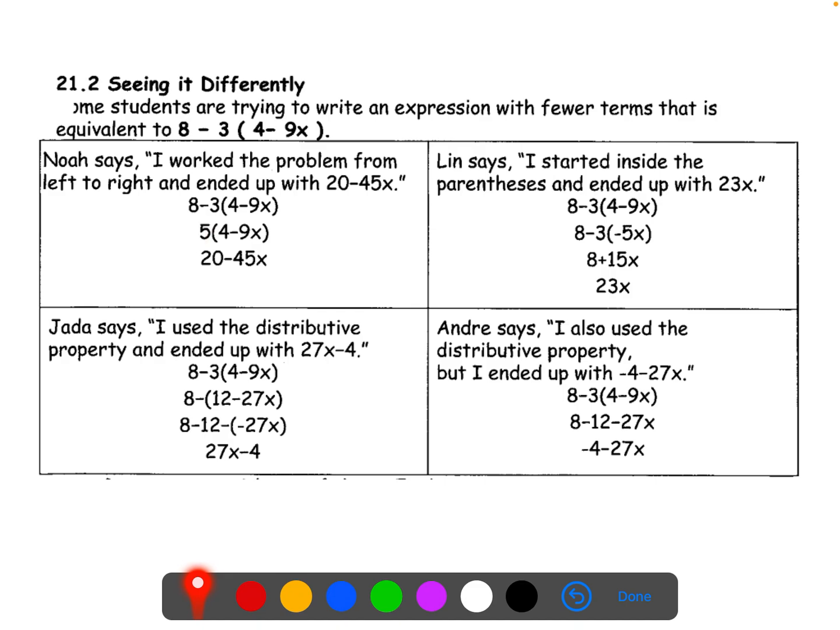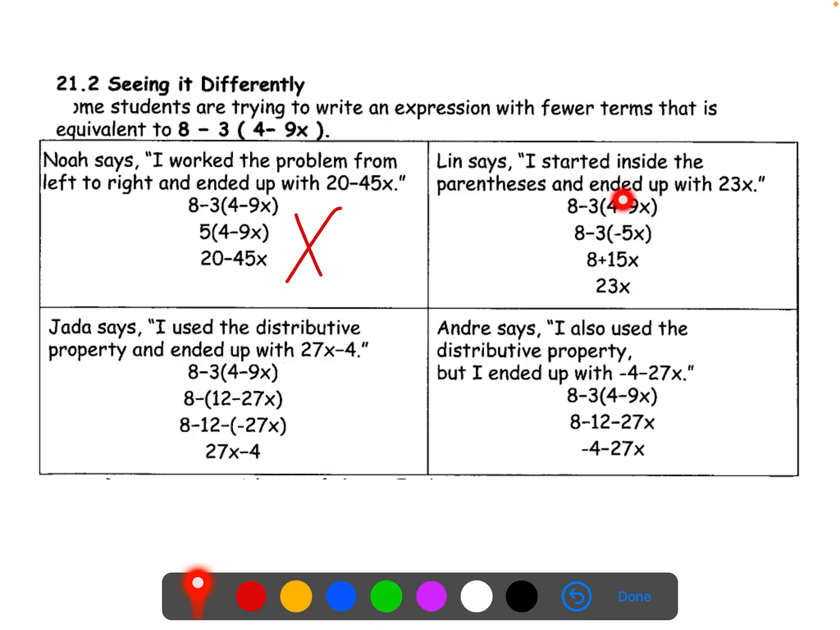Order of operations tells us before you do any subtraction, you need to take care of multiplying and dividing first. And we have multiplication happening here. This is 3 times everything here. So that is not going to be correct, because of order of operations. Okay, next. Lynn said I started inside the parentheses. That's a good sign. And ended up with 23x. So in order of operations, we say you should start within parentheses.